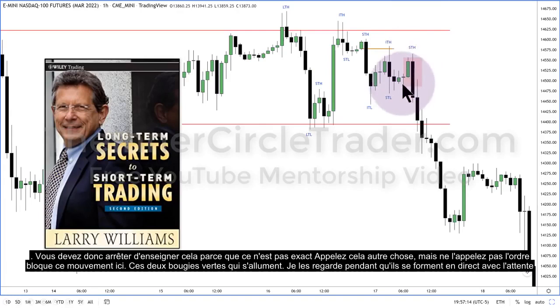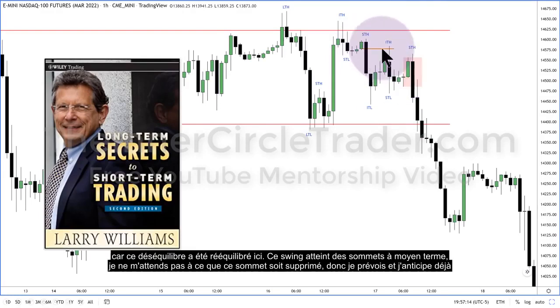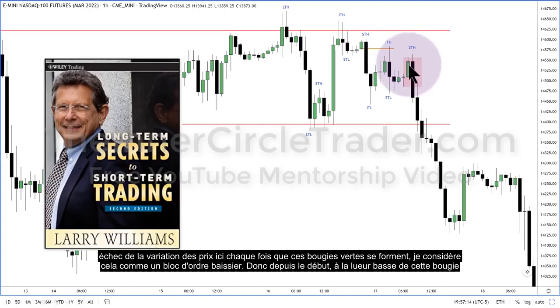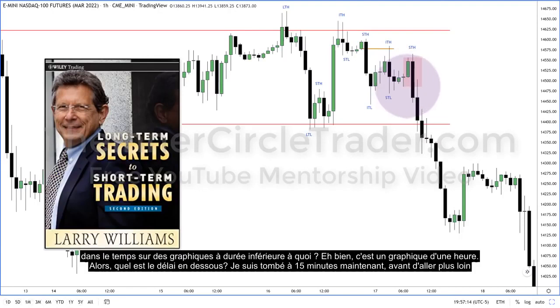This movement here, these two green candles that are going up, I'm watching these as they form live with the expectation, because this imbalance has been rebalanced here, this swing high is an intermediate term high. I do not expect this high to be taken out. So I'm already forecasting and anticipating a failed price swing in here. Every time these green candles are forming, I'm looking at that as a bearish order block. So from the beginning at that candle's low, I'm looking in time on lower time frame charts. Lower than what? Well, this is a 1 hour chart. So what's the time frame below that?